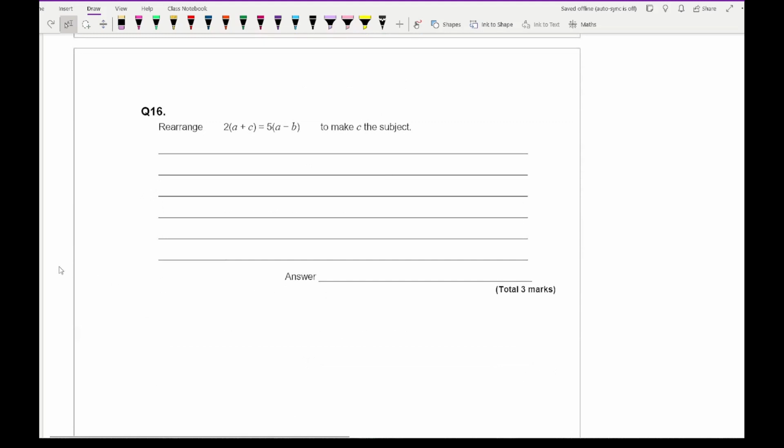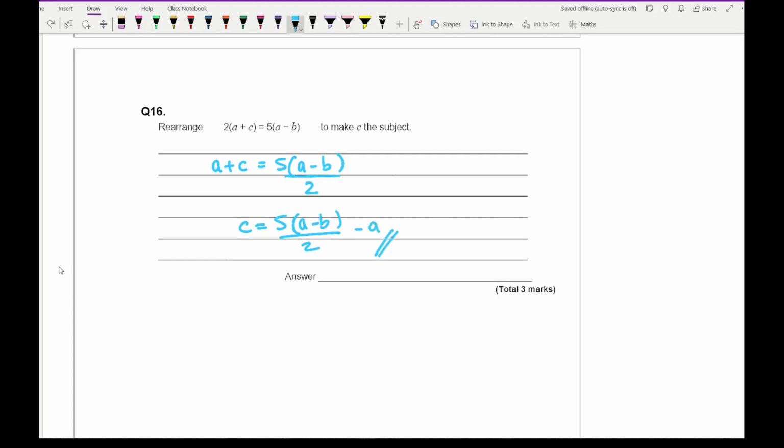Next question says rearrange 2(a + c) = 5a - b, making c the subject. For this, we don't need to expand the brackets because I've only got one single c. One thing I could do is take the 2 over. So what I've got to end up with is a + c equals (5a - b) over 2, and then I've just got to get rid of the a. So here I've got c equals (5a - b) over 2 minus a, and there I've answered the question.